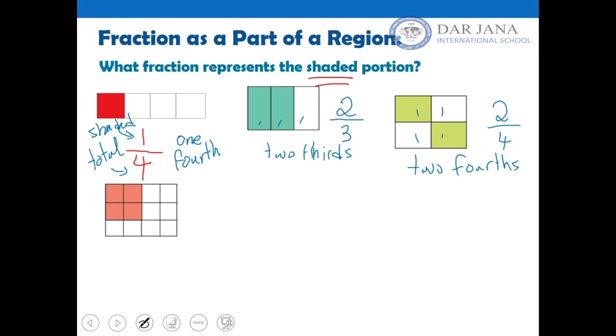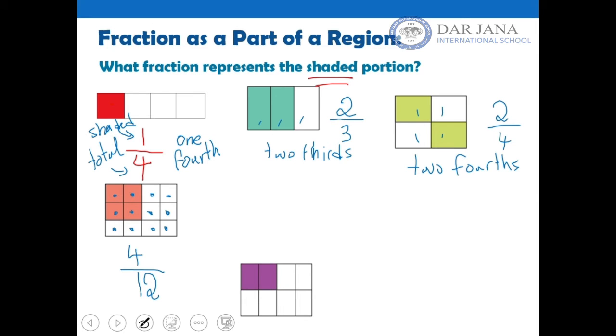Let's look at this shape here. First, we need to count the total number of parts. So this is 1, 2, 3, 4, 5, 6, 7, 8, 9, 10, 11, 12. So the total number of equal parts is 12. So the denominator is 12. The shaded is only 4. So the numerator is 4. And I read it 4 over 12, or 4 out of 12.